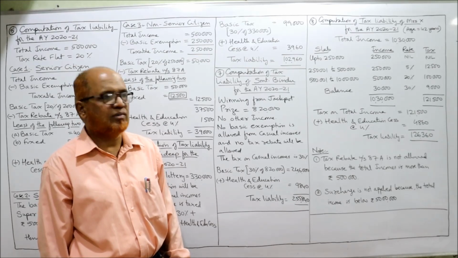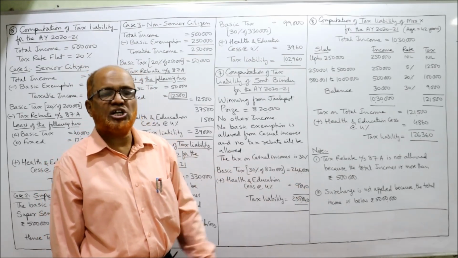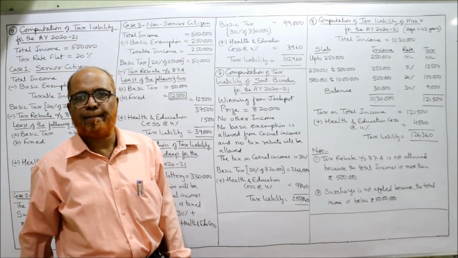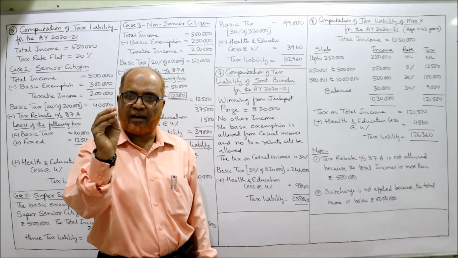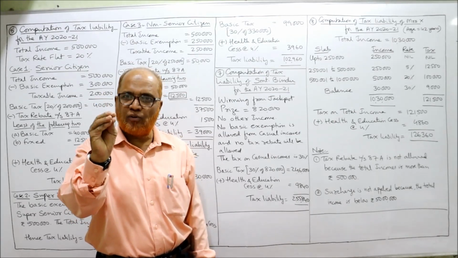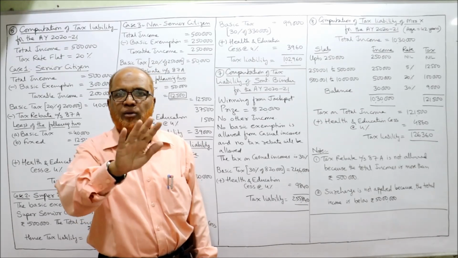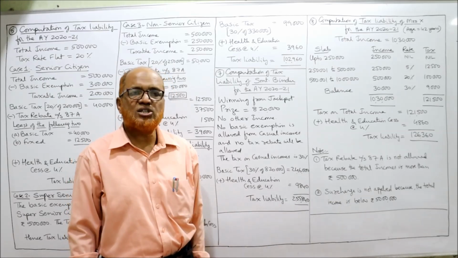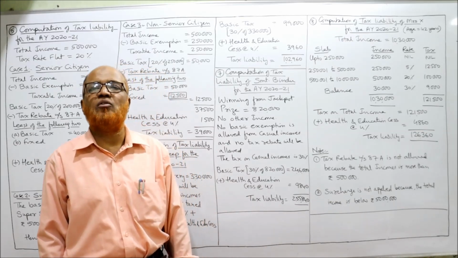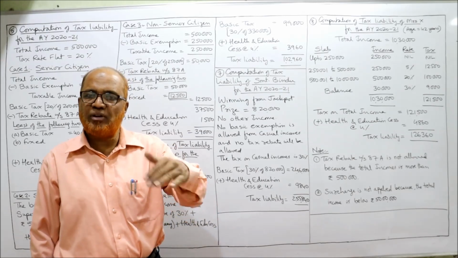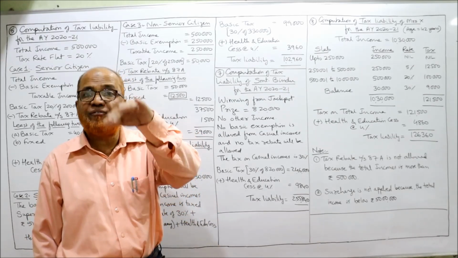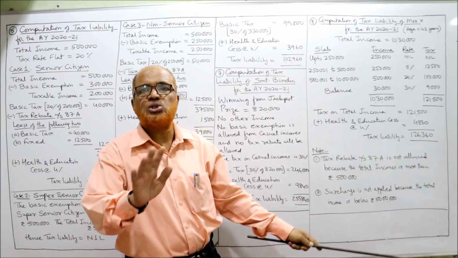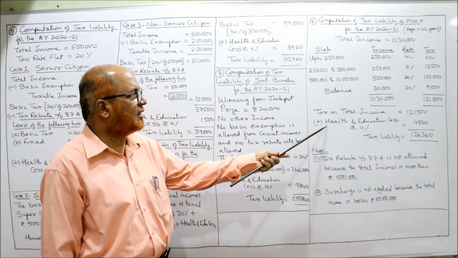Now, in working notes we will write down 2 points. The first point: tax rebate under section 87A is not allowed because the total income is more than 5 lakh. The tax rebate is allowed only up to 5 lakh. If the total income is up to 5 lakh, there is a rebate; more than 5 lakh, no rebate. Here 10 lakh 30,000, no tax rebate. Similarly, surcharge is not applied because the total income is below 50 lakh. Surcharge will be added if the total income is above 50 lakh. Here it is below 50 lakh, so no surcharge is applied. Directly we have added health and education cess.